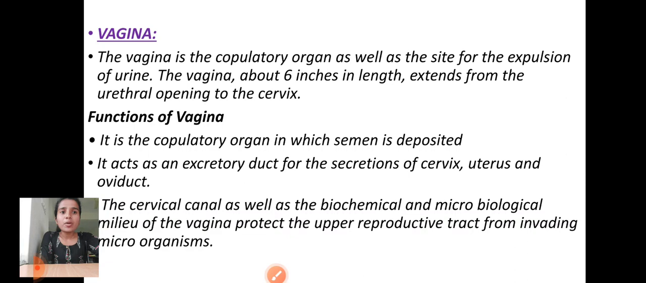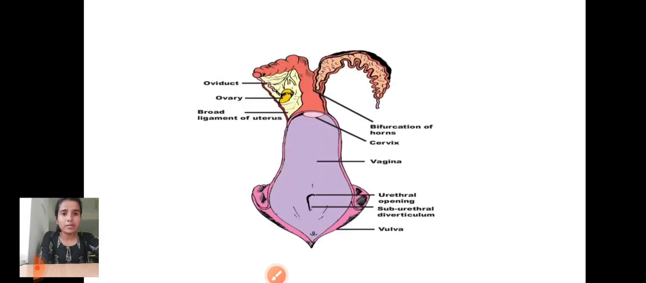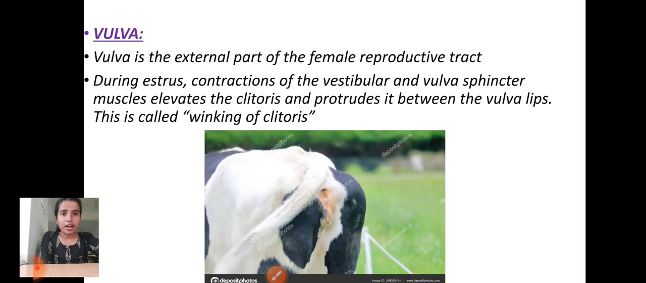Coming to the vagina. The vagina is the copulatory organ as well as the site for expulsion of the urine. The vagina, about 6 inches in length, extends from the urethral opening to the cervix. Functions of the vagina: it is the copulatory organ in which semen is deposited. It acts as an excretory duct for the secretions of the cervix, uterus, and oviduct. The cervical canal as well as the biochemical and microbiological milieu of the vagina protect the upper reproductive tract from invading microorganisms. This is the reproductive tract.